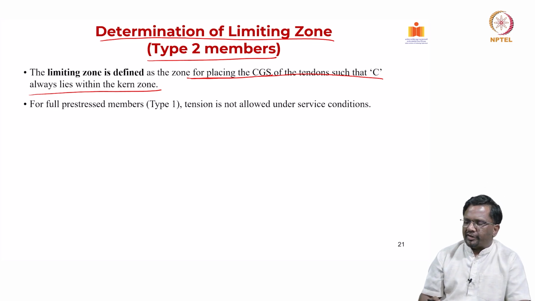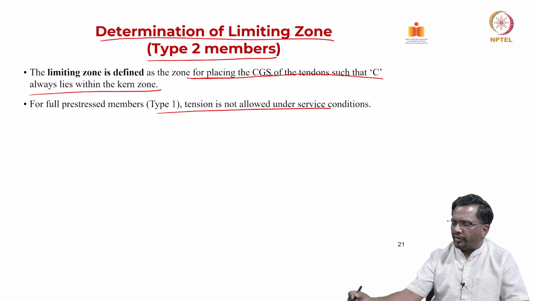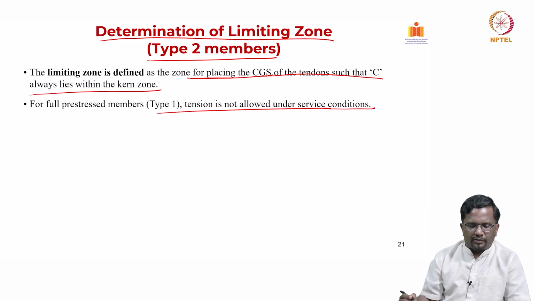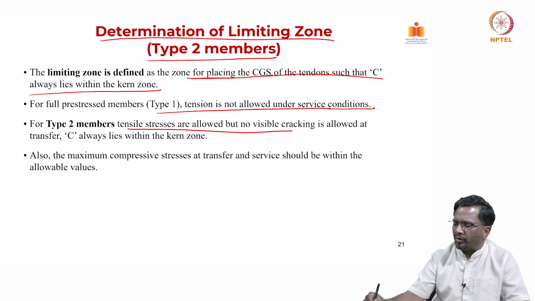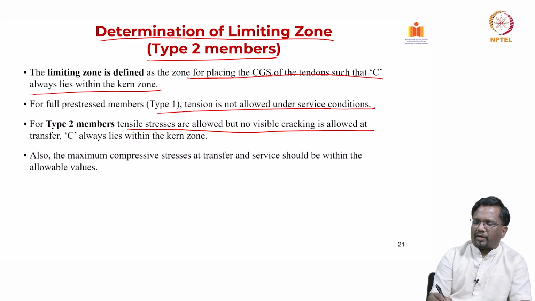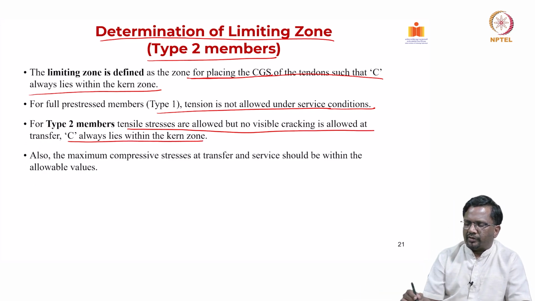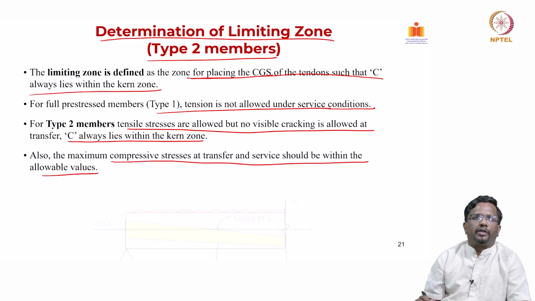Now for a fully prestressed member, tension is not allowed for service conditions, we know that. For type 2 members, tension stresses are allowed, but no visible cracking is allowed, and at transfer C always lies within the kern zone. Also the maximum compressive stress at transfer and service should be within allowable values, right.